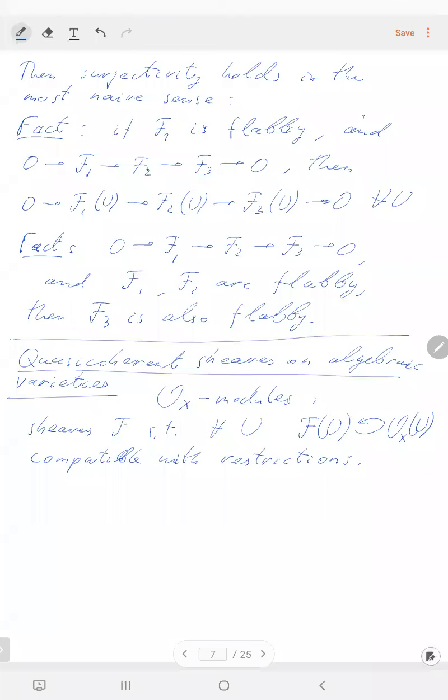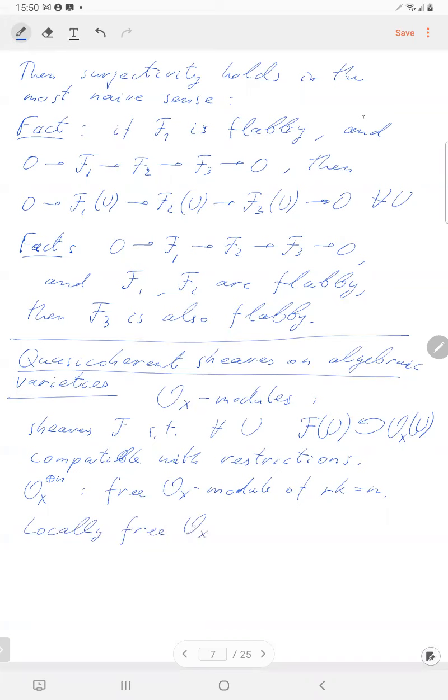Fine. Now, for example, the sheaf OX itself certainly is an OX-module, and it's a free OX-module of rank 1. But we can also consider, say, OX to the direct sum n. It's a free OX-module of rank n. Okay, now we can also consider locally free OX-modules.